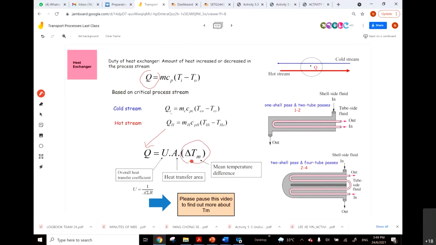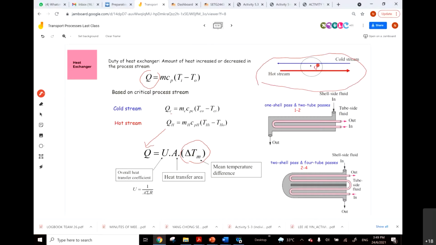Okay, so delta T min, you know the definition, right? Is there anyone who doesn't know delta T min? Okay, I hope that you know. Okay, so heat transfer via heat exchanger process. So actually it transfers Q from the hot stream to the cold stream.